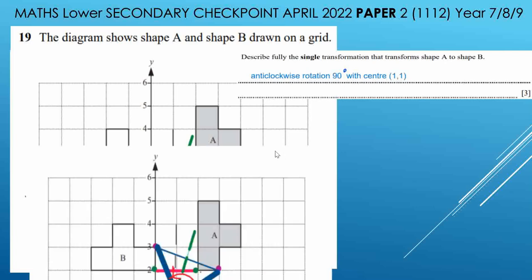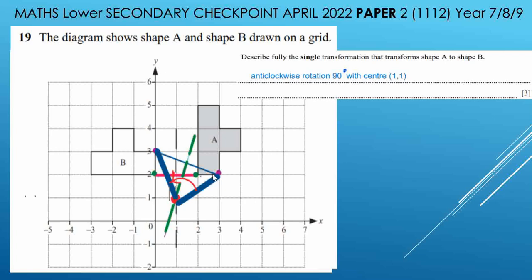Next, we connect this center to one of the points from A and one of the points from B, the corresponding point from here to here. These are two corresponding points. We connect from the center to these two points. These two are corresponding points, and we got this angle of 90 degrees, and we rotate from A to B counterclockwise, this direction. So it is an anti-clockwise rotation of 90 degrees with the center (1, 1).